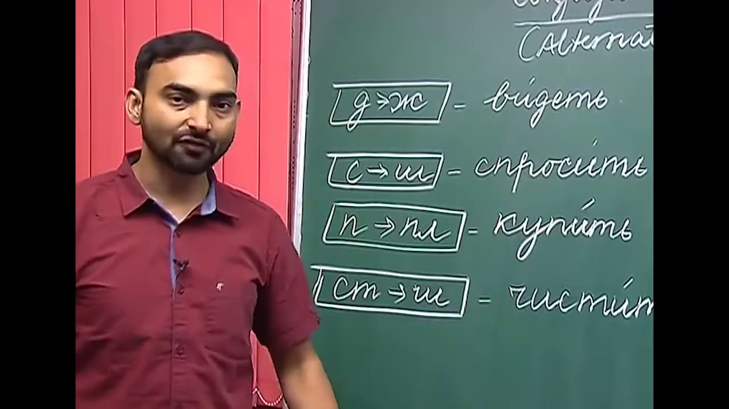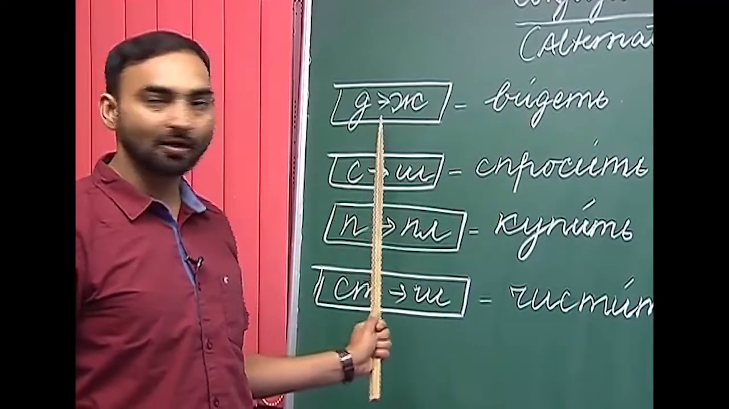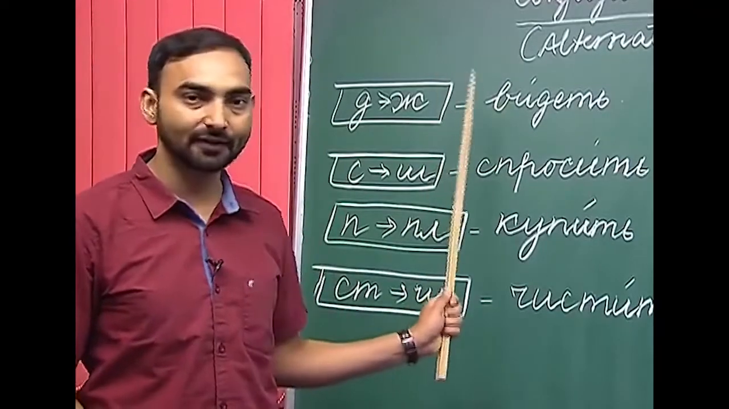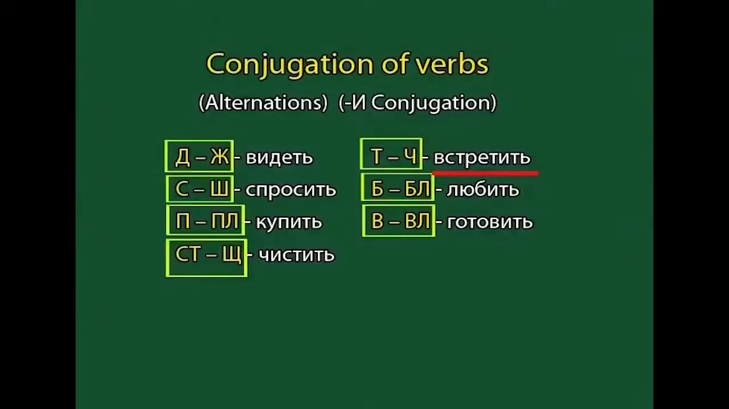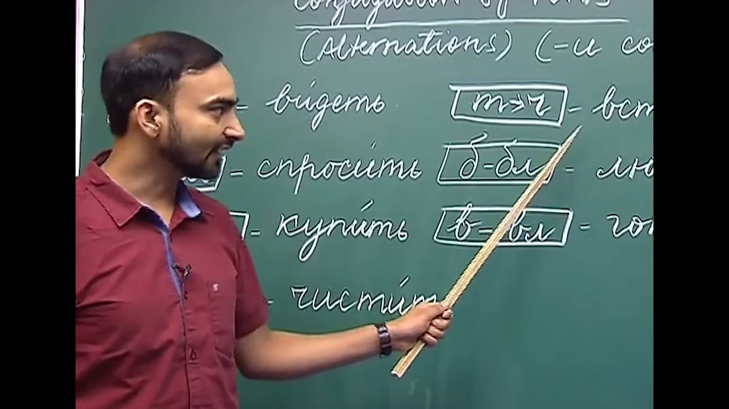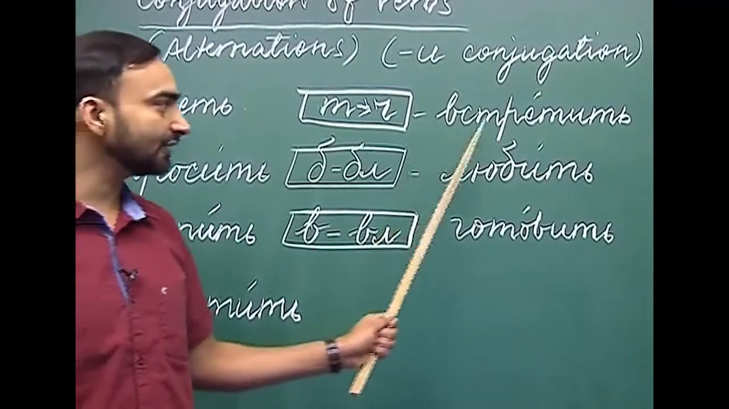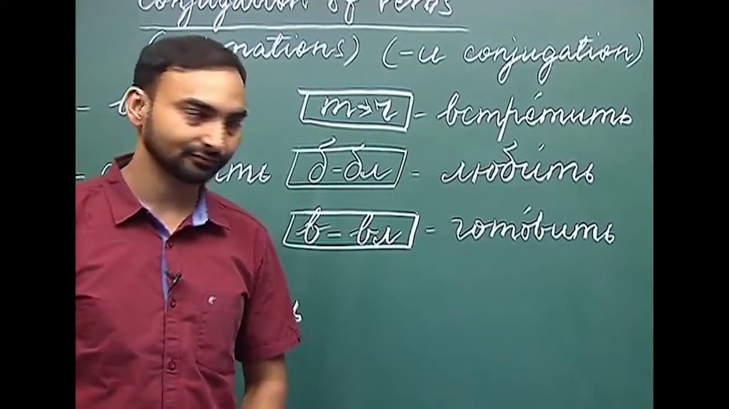So, with the rest of the forms we are not following the same alternation. The alternation happens only with the first person singular number. The next is ta changes to ch. For example, strechich. Strechich is to meet and it is the perfective form of strichach.